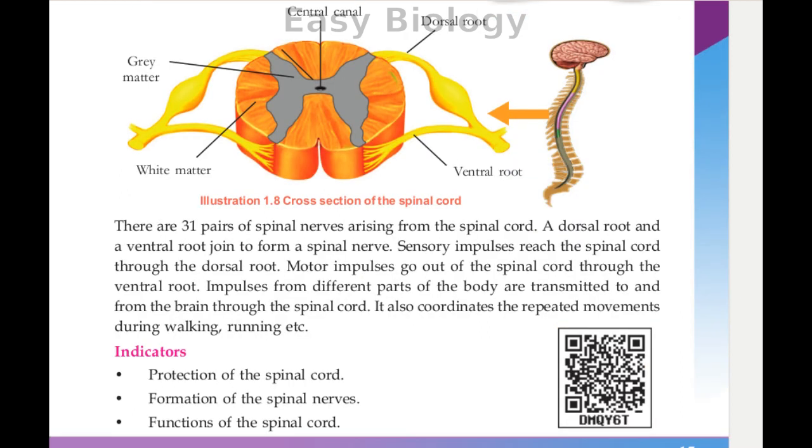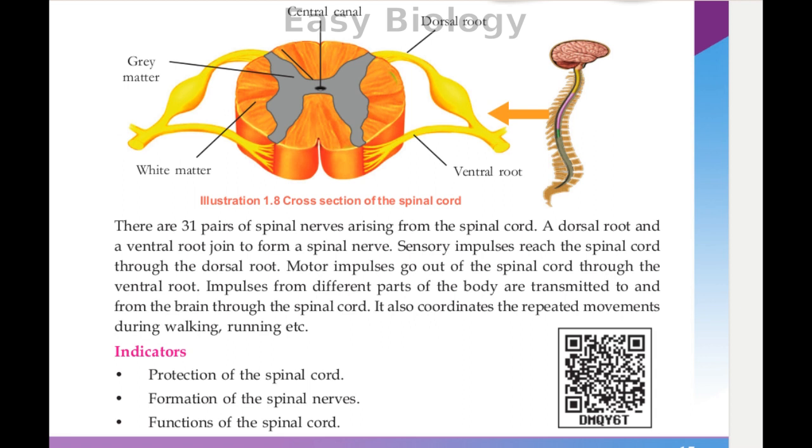31 pairs of spinal nerves are arising from the spinal cord. The sensory impulses reach the spinal cord through the dorsal root, and the motor impulses go out of the spinal cord through the ventral root. The dorsal root and the ventral root join to form a spinal nerve.